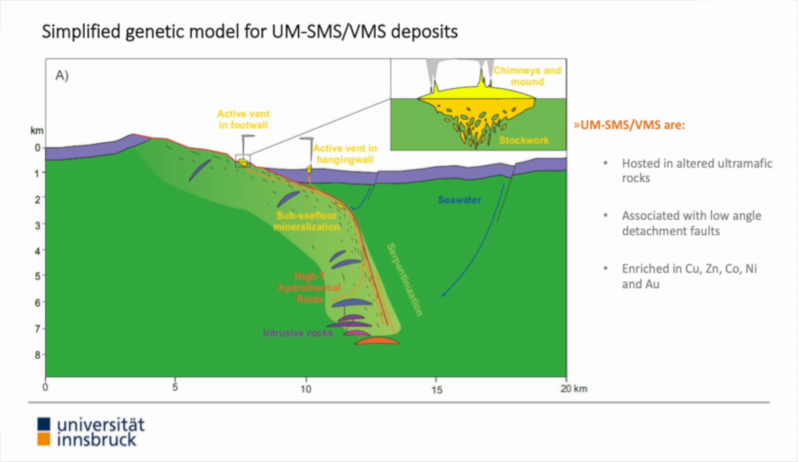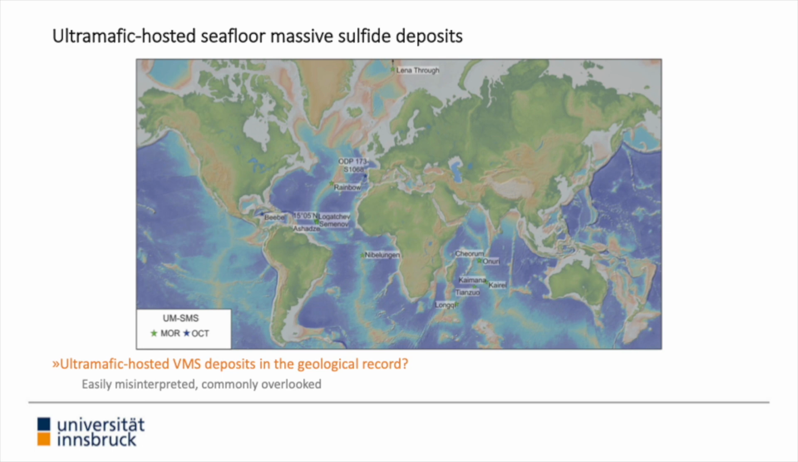So the main thing is these are hosted in ultramafic rocks. They are associated with the low-angle detachment faults, and enrichments are mostly copper, zinc, cobalt, nickel, and gold, which we'll look a bit more at. So we see a lot of ultramafic-hosted seafloor massive sulfide deposits in mid-ocean ridges from seafloor expeditions. A lot of them have been discovered along the Mid-Atlantic Ridge in the 2000s. And more recently, from the exploration of the Indian Ocean, there have been more and more discoveries of such types of deposits. And so it seems like the more we look at slow spreading ridges, the more ubiquitous they are. They are a really common type of mineralization in slow spreading ridge environments.